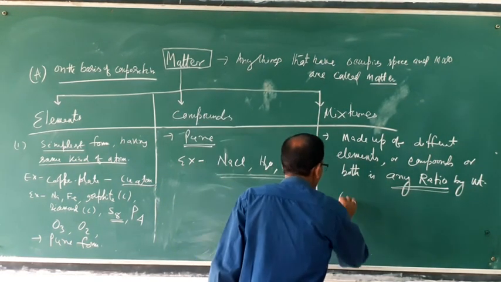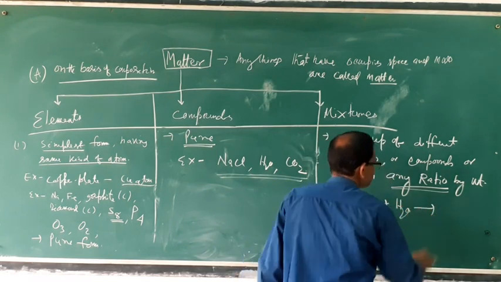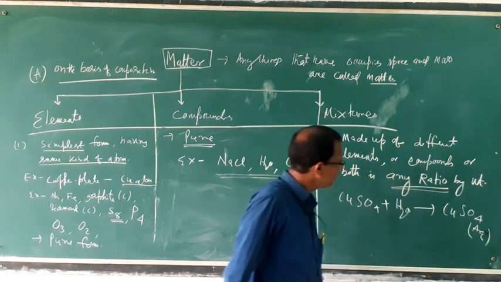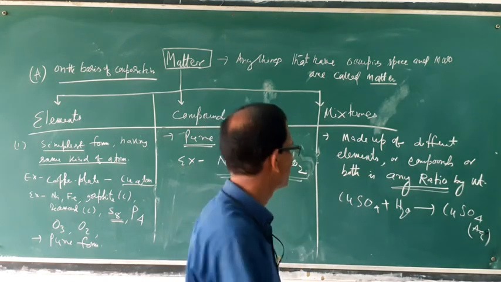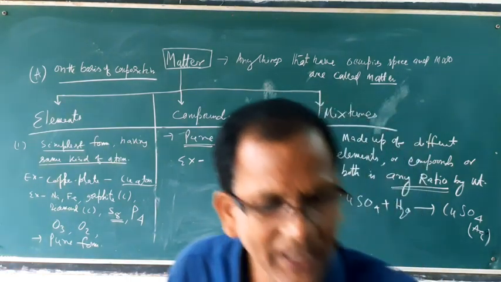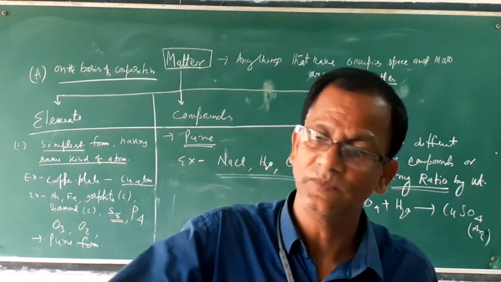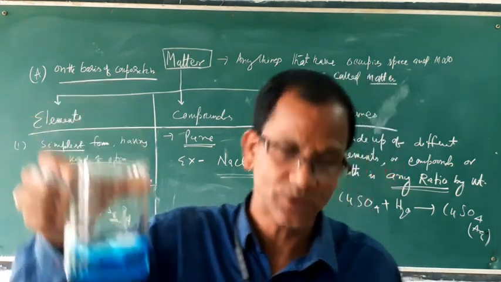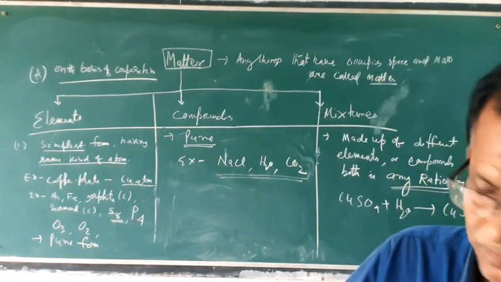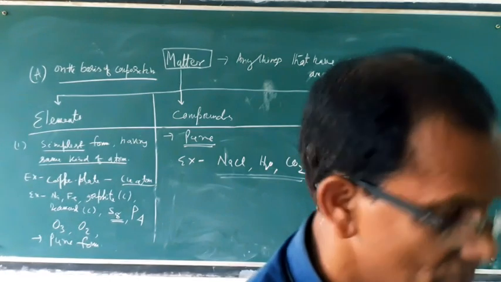Copper sulfate plus water forms copper sulfate Aq. What is the meaning of Aq? Aq means aqueous. Aqueous means dissolved in water. Like this, dissolved in water. Now it is completely dissolved. If you shake it, then the mass will dissolve. It will take time, just 1-2 minutes.